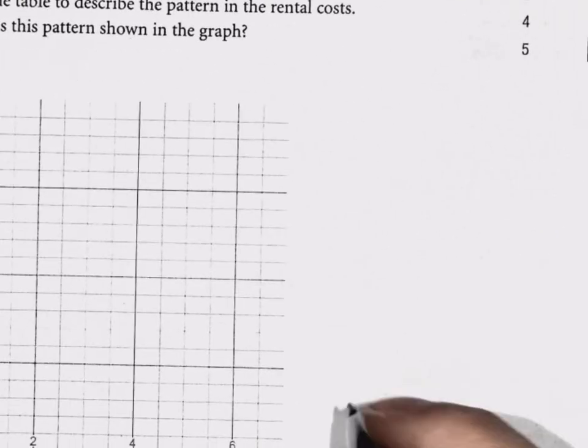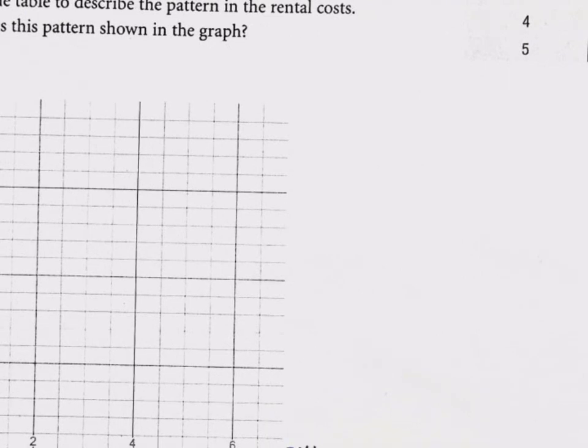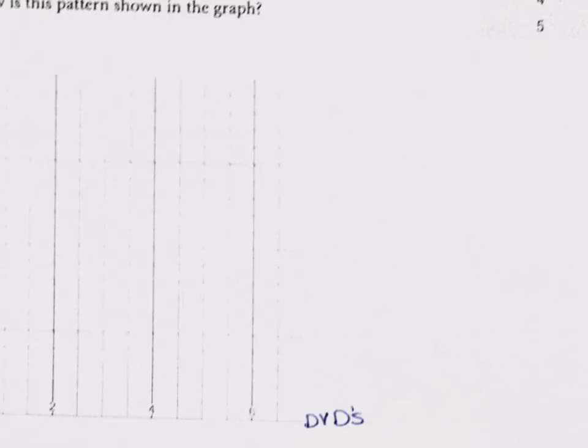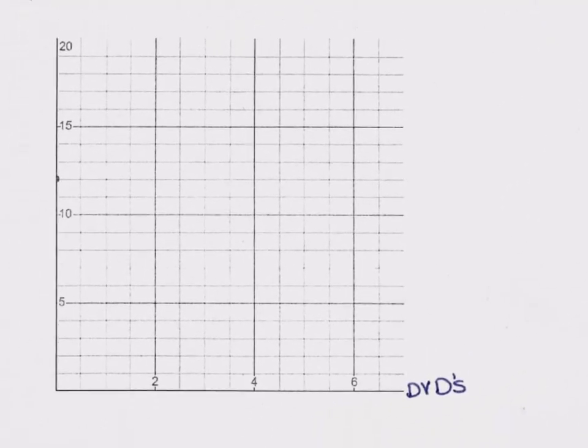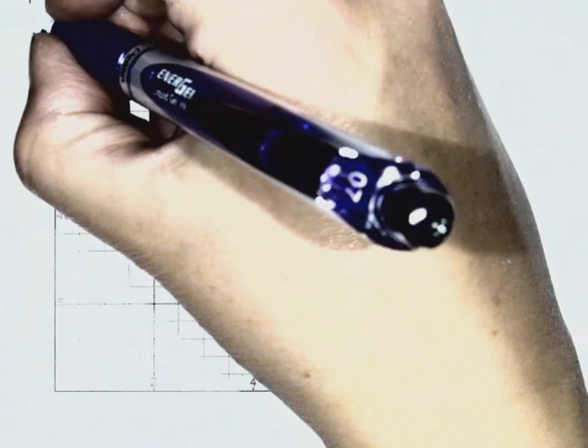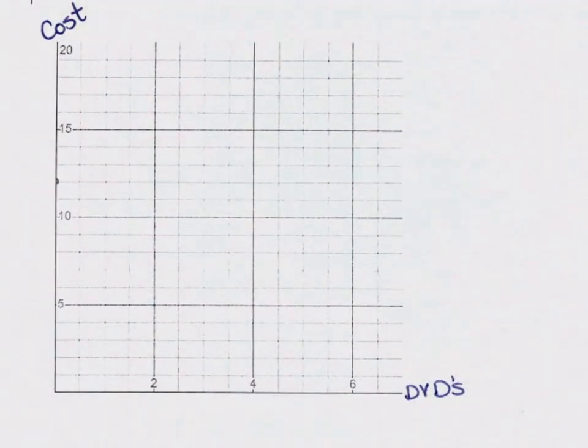So we're going to put the DVDs on the x-axis. Oh, sorry, you can't see that. And on the y-axis, we're going to put our cost. Okay, are you all using pencil? Maybe I should move to an erasable pen just in case I make a mistake.